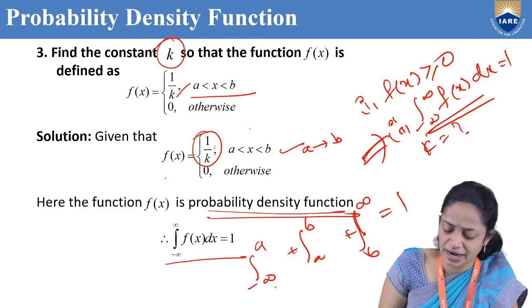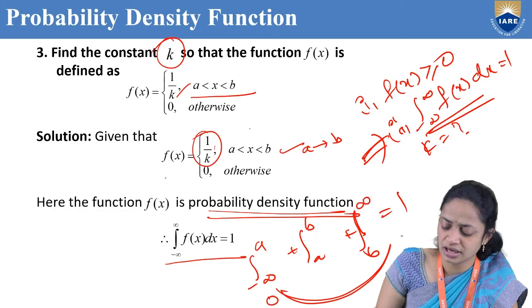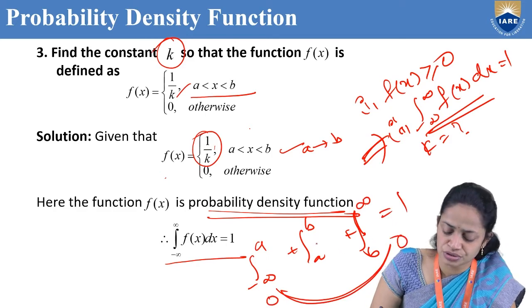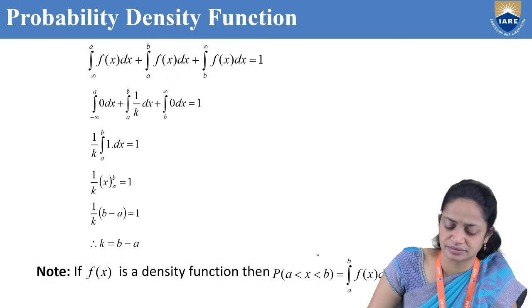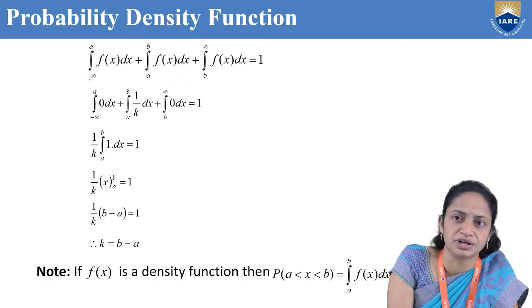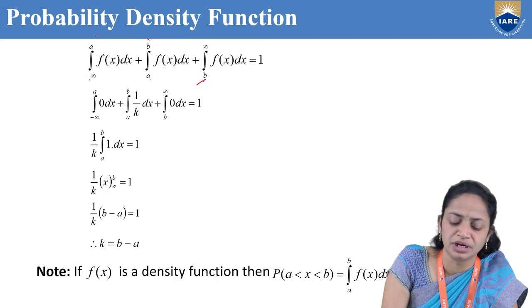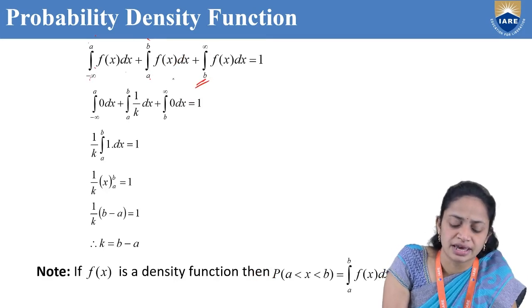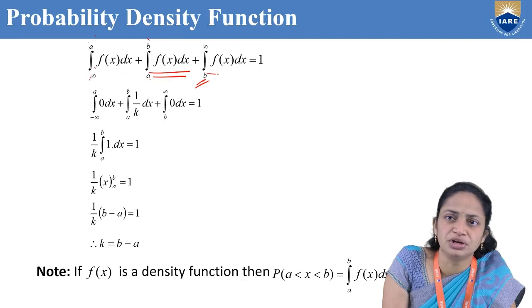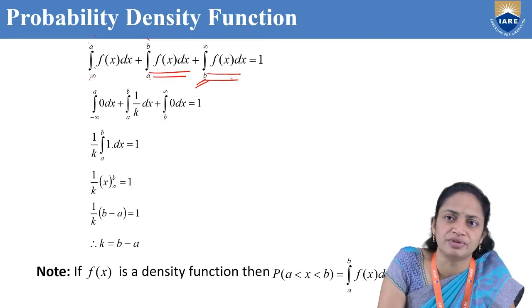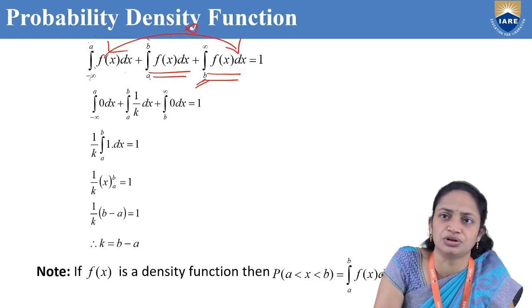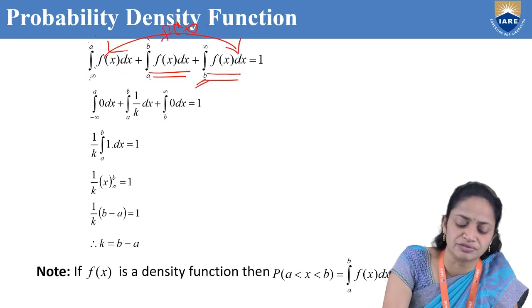These two are otherwise cases, right? That's why in these two cases the function will be 0. Here the function will exist. So that can be written as the integral from minus infinity to a of f of x dx, plus a to b of f of x dx, plus b to infinity of f of x dx, equal to 1. These two are otherwise cases, that's why the function is 0 there, f of x equal to 0.